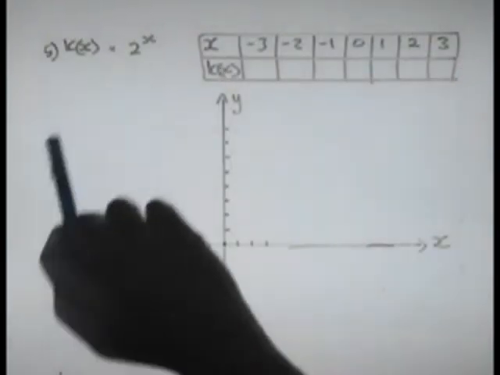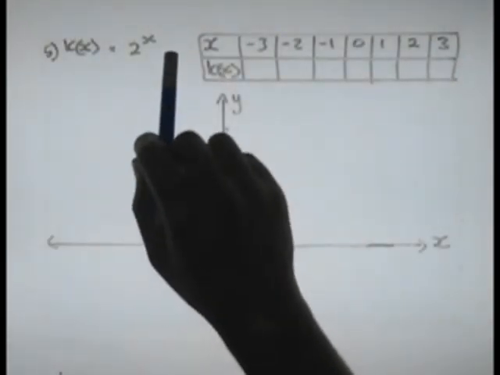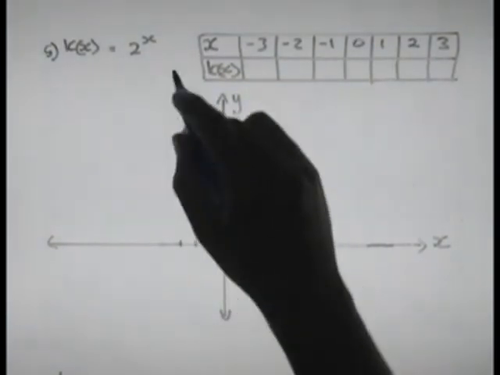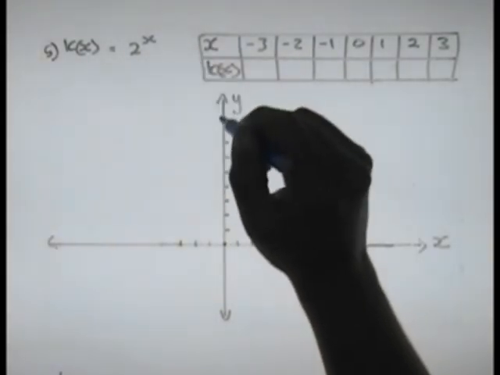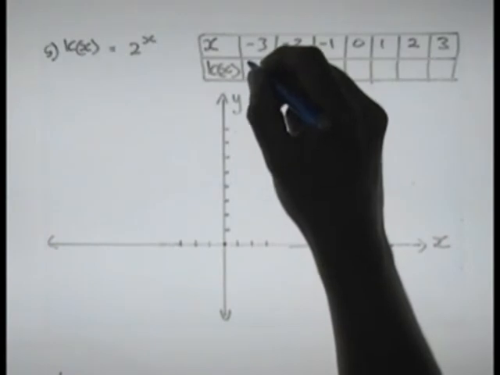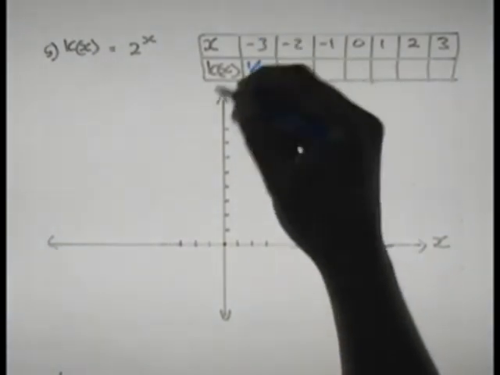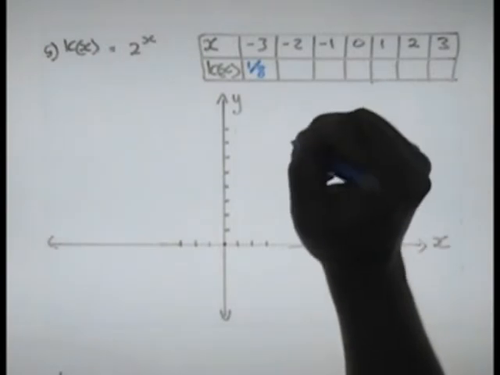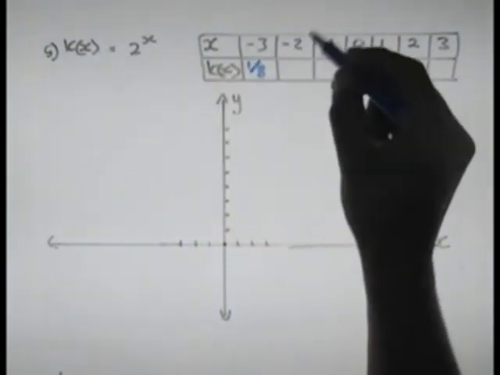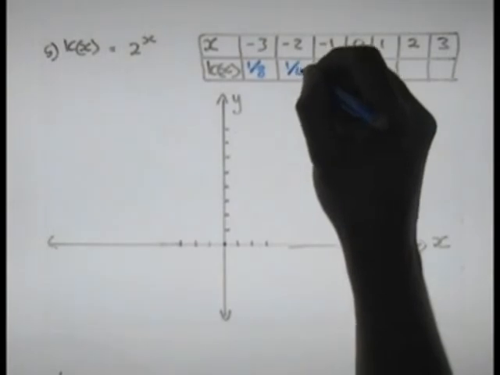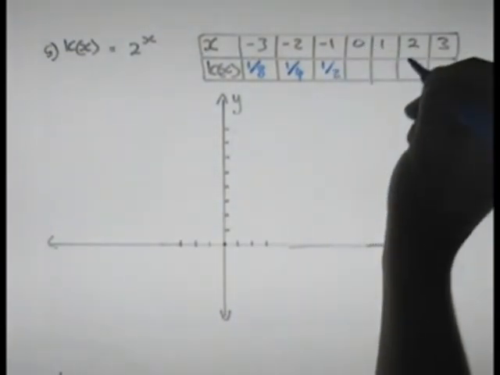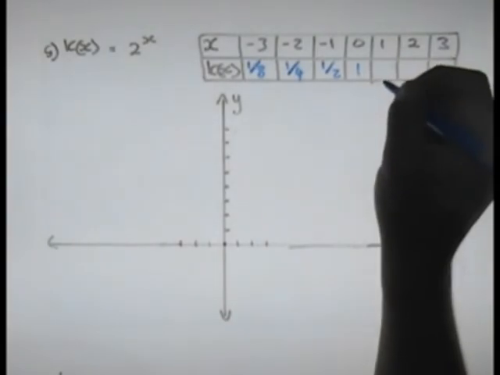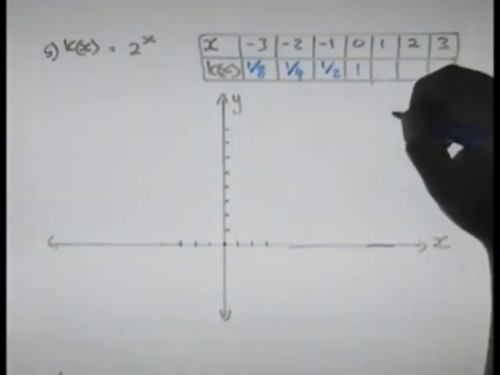Number 5. k of x is equal to 2 to the power x. When x is equal to -3, that's 2 to the power -3, which is the same as 1 over 2 to the positive 3, which is 1 over 8. 2 to the -2 will equal 1 over 4. 2 to the -1 will equal 1 over 2. 2 to the power 0 is 1. Anything to the power 0 is always 1.